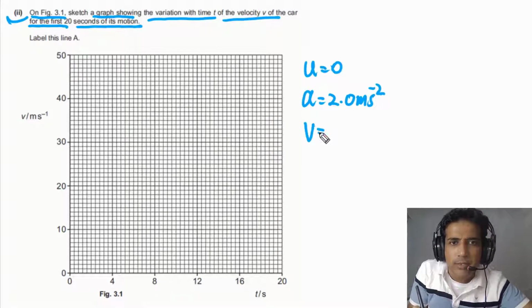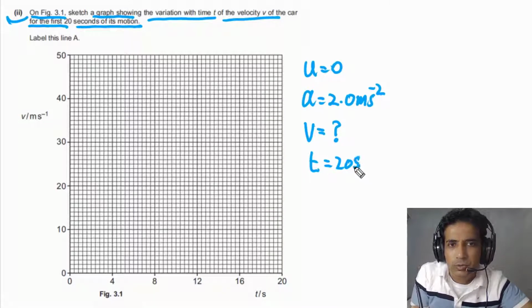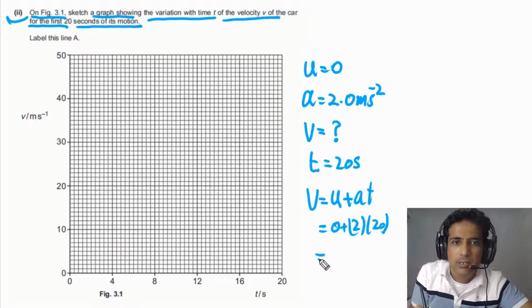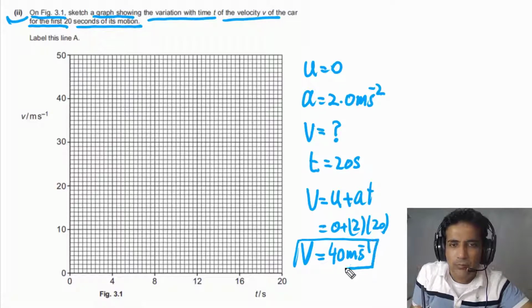We need to find the velocity. We can find the final velocity if we have the value of time. t is given to us as 20 seconds. So we can find the final velocity of the car. Final velocity will be equal to u plus a t. u is equal to 0, a is equal to 2 and t is equal to 20 seconds. So the value of final velocity will be equal to 40 meters per second.